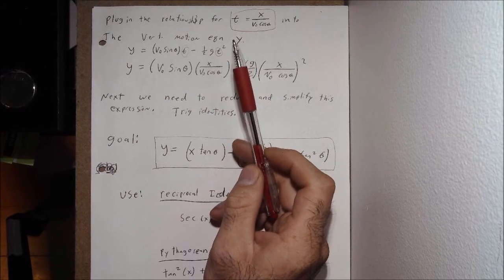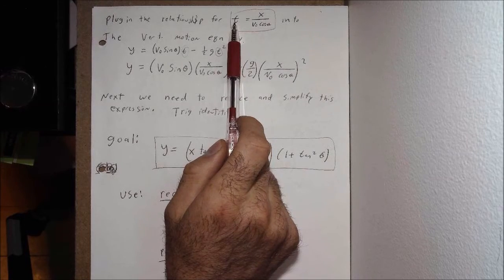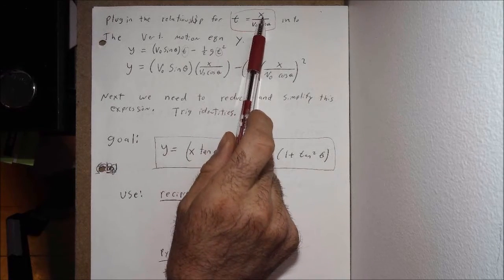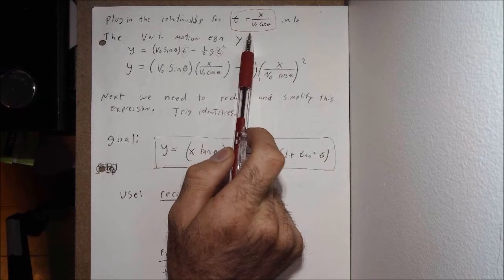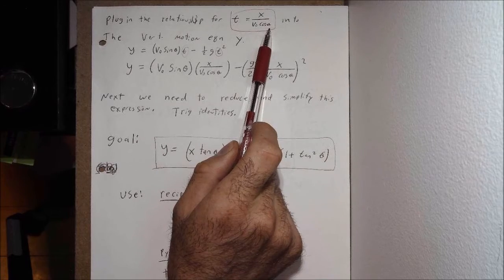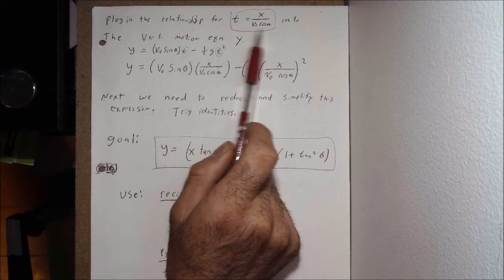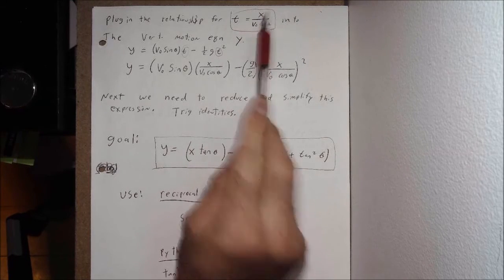So what we did in the first part was, in the x direction, we were able to rearrange and solve for time in terms of x, v naught, and cosine of theta, where v naught was our given value for the initial velocity and theta was our given angle, even though they're in terms of variables. Those are our two given values. So now we have time as an expression in terms of x.